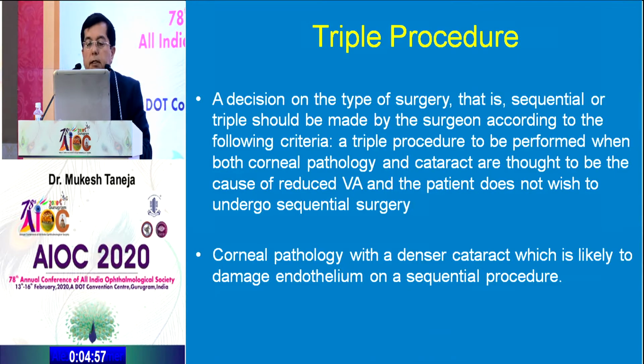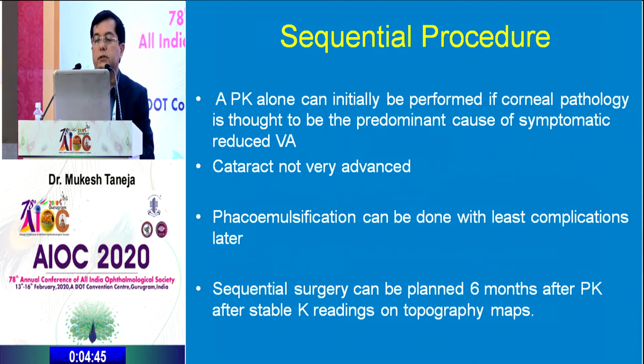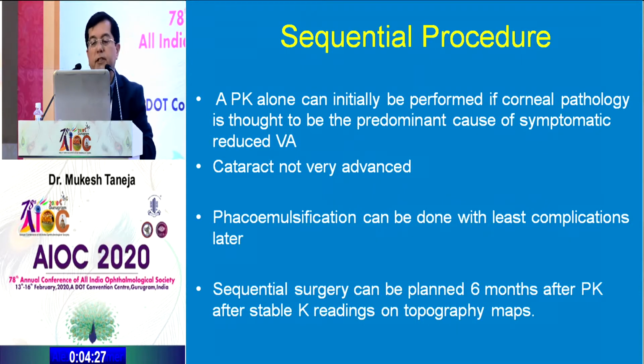So when you are going beyond a triple procedure, your options are either you do a sequential procedure, or there is an option of what we call a mixed procedure, that is, you take out the cataract, but later put in the IOL. In the sequential procedure, a PK is done if the corneal pathology is thought to be predominantly the cause of the symptomatic reduced visual acuity, and the cataract is not very advanced. So you can later operate the cataract with a simple phaco procedure.